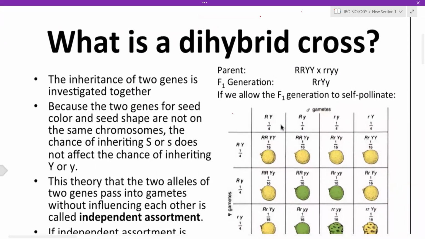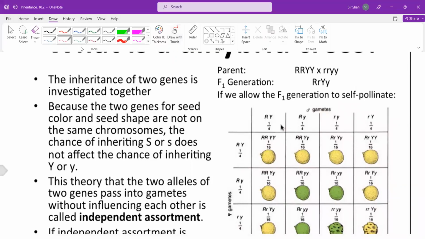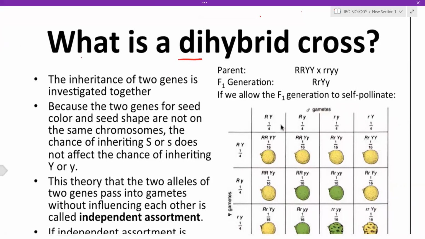So what is a dihybrid cross? I'm assuming you've already completed monohybrid cross, and now we're going to start with dihybrid cross. Di actually means two, so it has to do with two things. What are those two things that we are dealing with? It's a type of cross related to the inheritance of two sets of genes. Two genes are inherited together in a dihybrid cross.